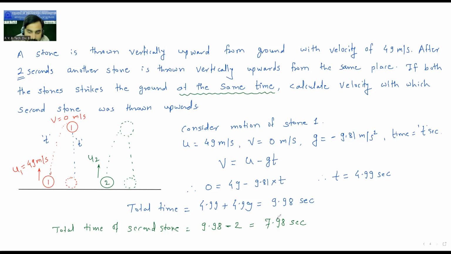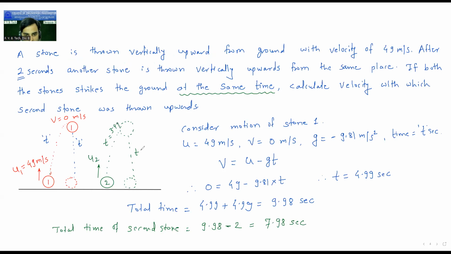Understood? So now, this is the total time for the second stone, from this point going up and coming down from above. Now calculate the time for a single flight. This total time is 7.98. The time for the single flight, meaning only the time to go up, will be 7.98 divided by 2. So what is the time? 3.99 seconds. So this is the time of flight up, 3.99, and the time to come down is also 3.99.